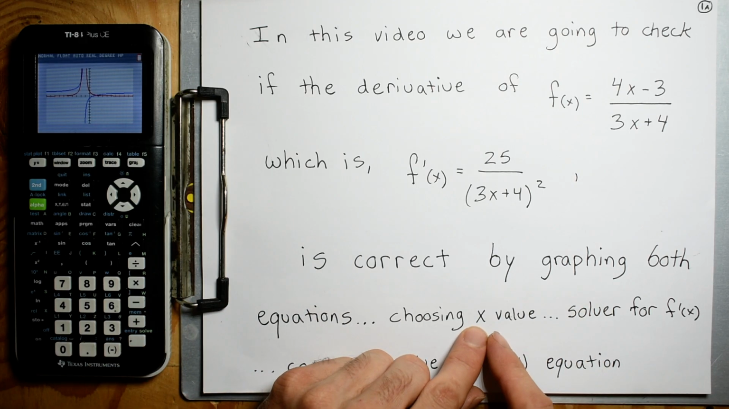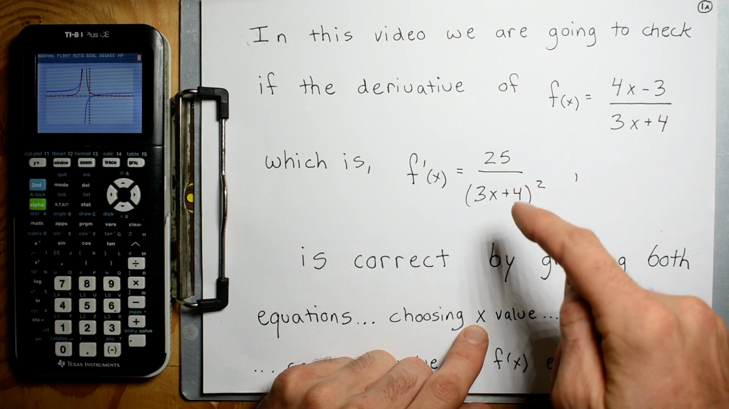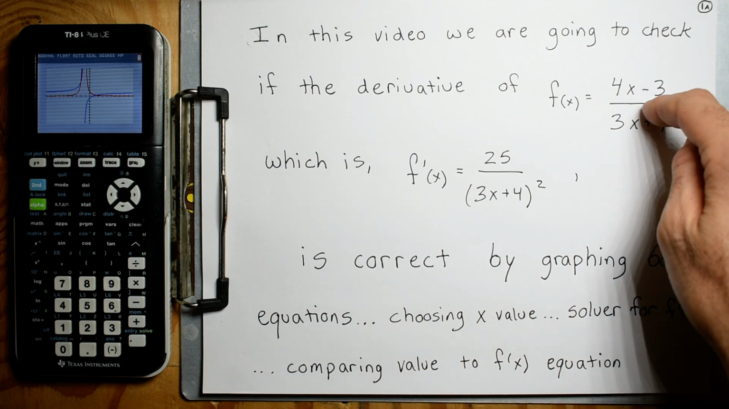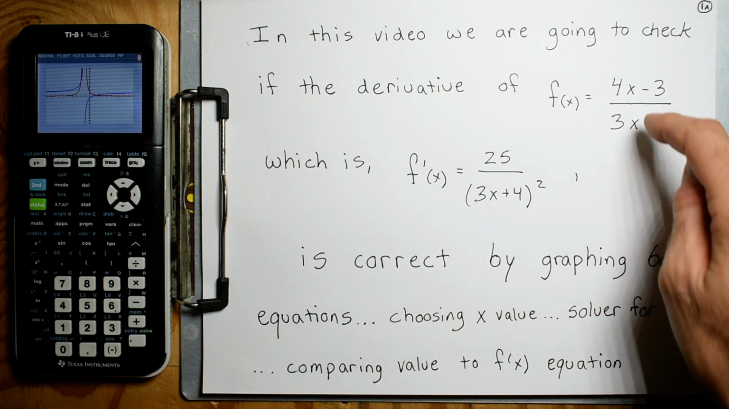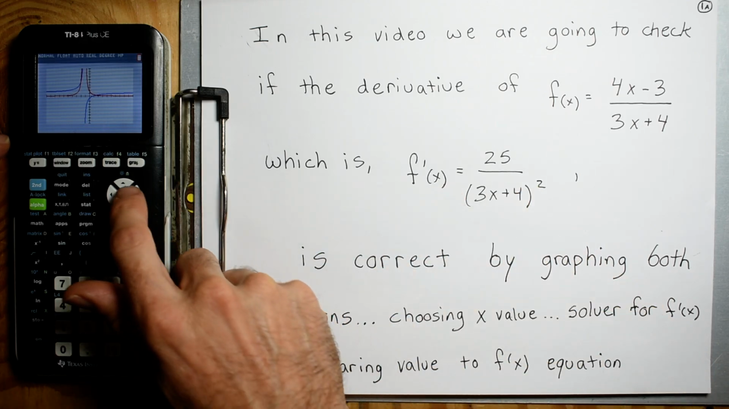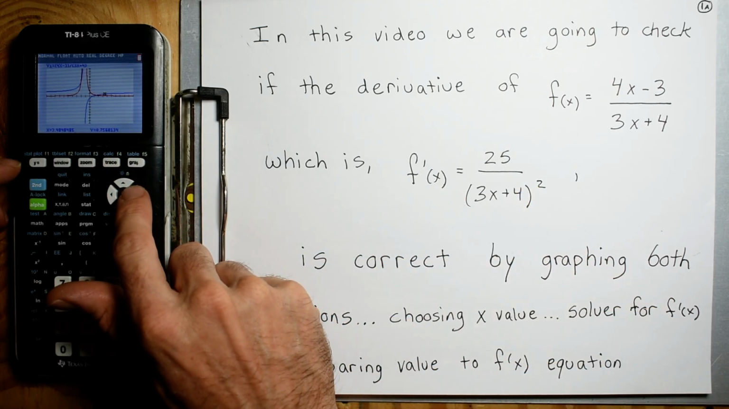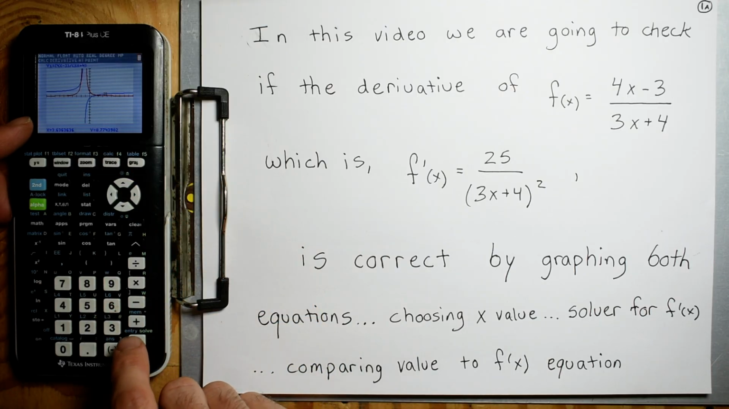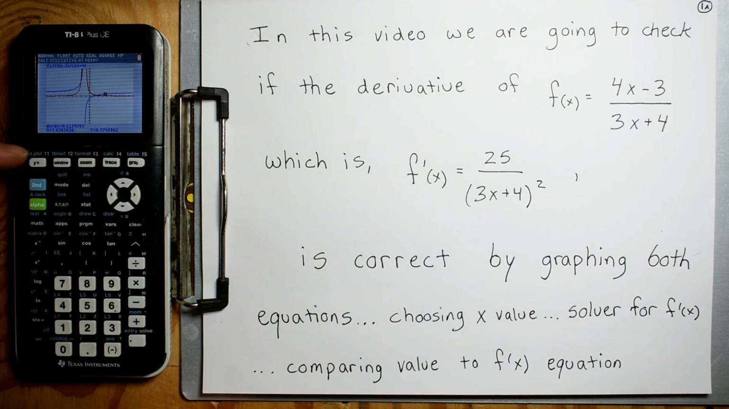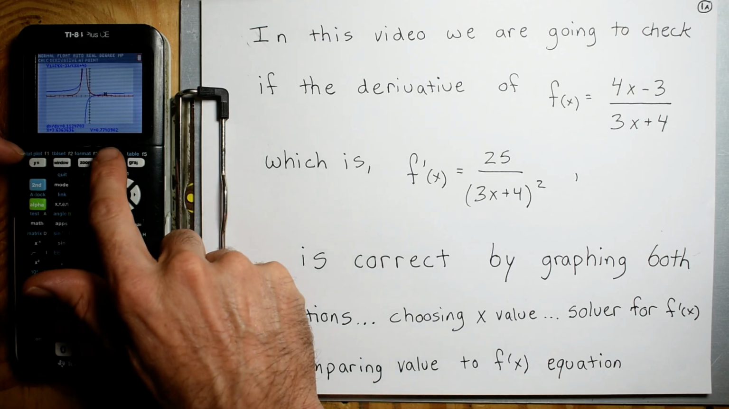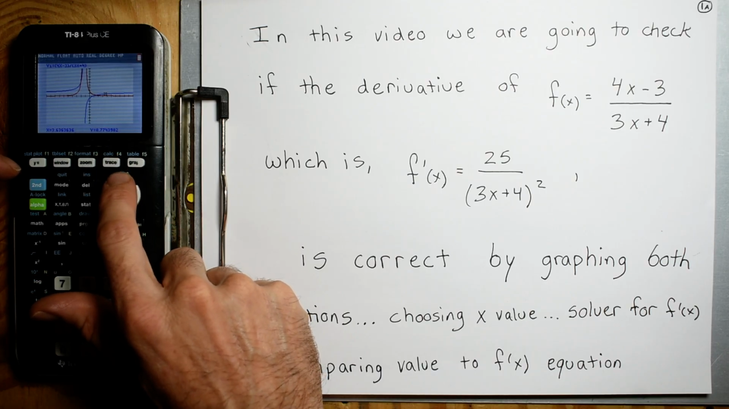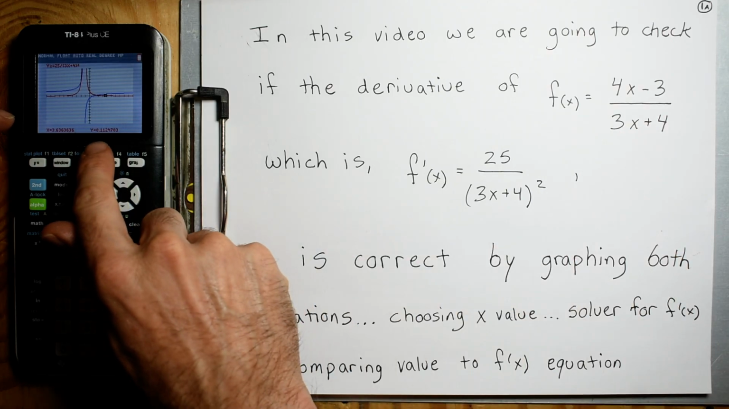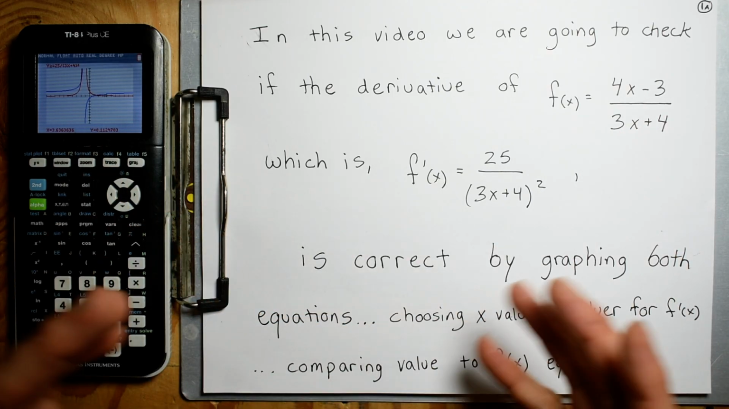We're going to choose an x value for this one, and then we're going to use a solver. We're going to find the slope using a solver, and then we're going to compare it to the value of this equation. So we're going to come to the blue equation, and 6 is the derivative, and it finds the slope at that point. So it's 0.1124. Now I'm going to go find the value of the red line at that same x value, and it's 0.1124. So hey, we're good there.